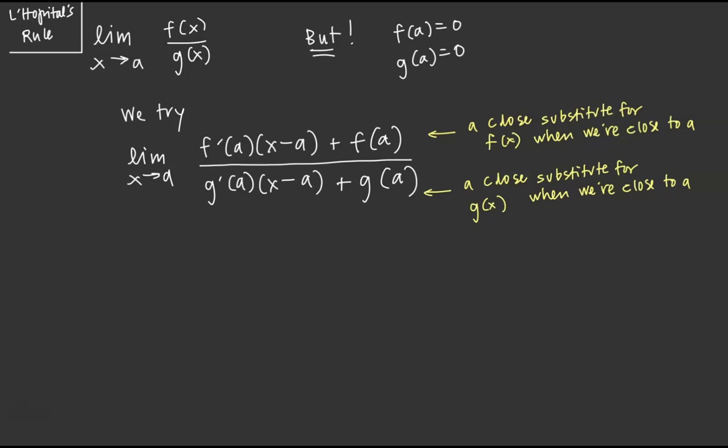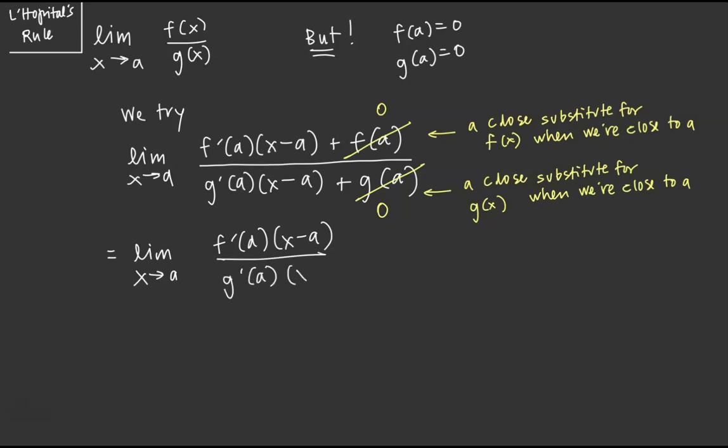But we already know that f of a equals 0, and we also know that g of a equals 0. What we now have is the limit as x goes to a of f prime of a times x minus a over g prime of a times x minus a. And we can definitely do some canceling here, since it's the same factor on top and bottom. So we end up with this equaling the limit as x goes to a of f prime of a over g prime of a.